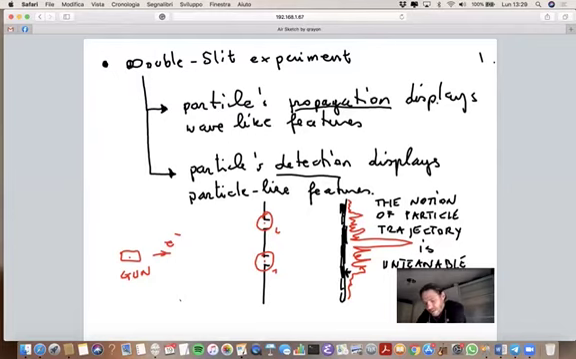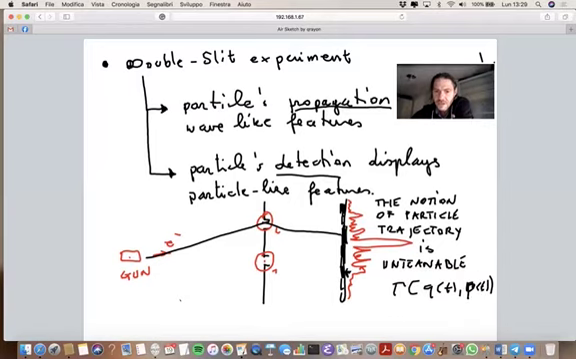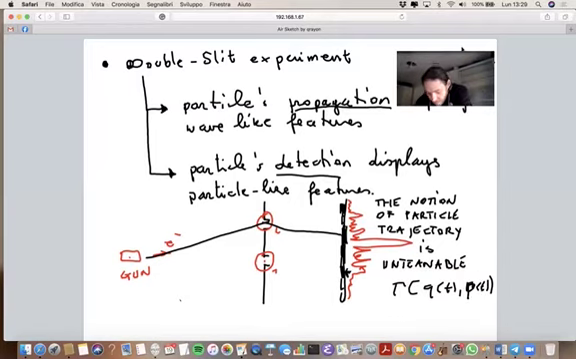What do I mean by that? Well, what is a trajectory? If you think about it, a trajectory is a collection of points in phase space, with momentum and position for different times. Now, if you can really do that, then you really are able to pin down which hole you went through.